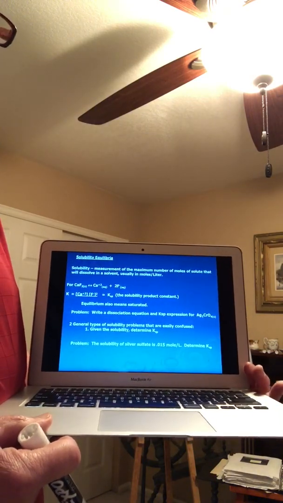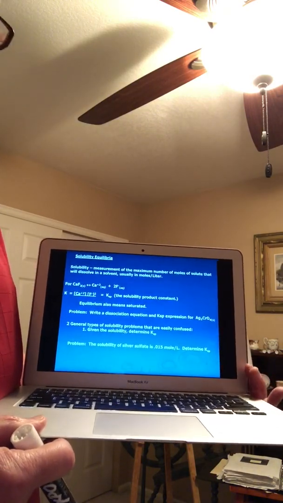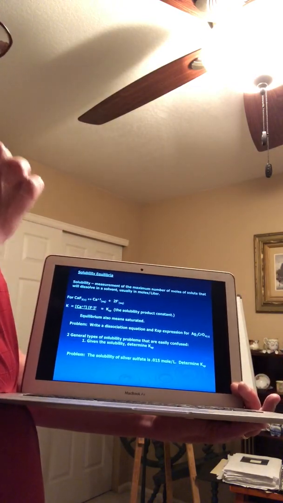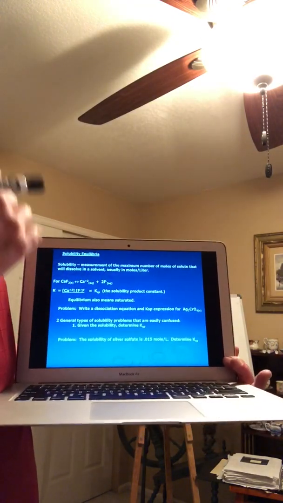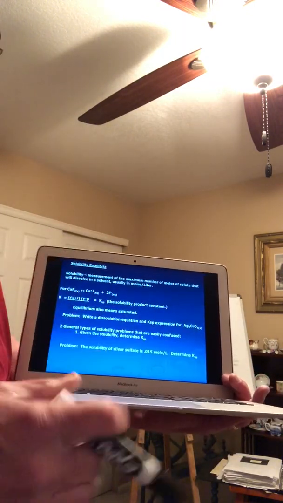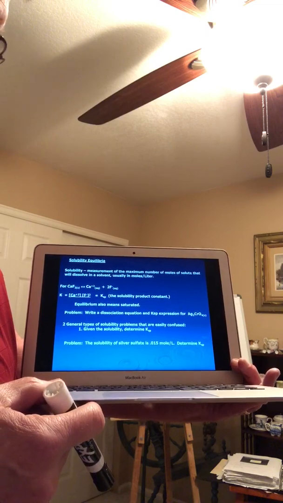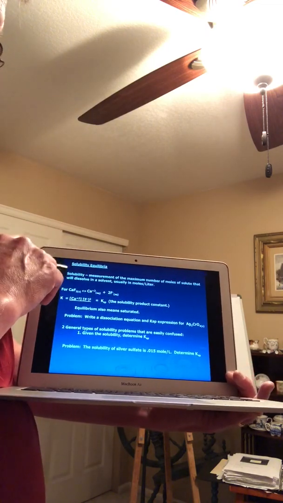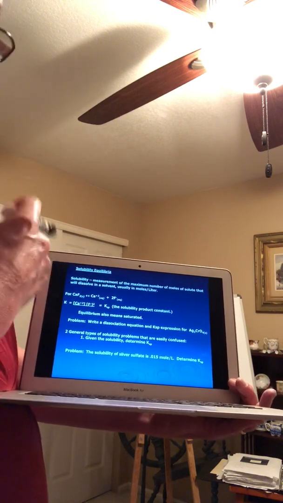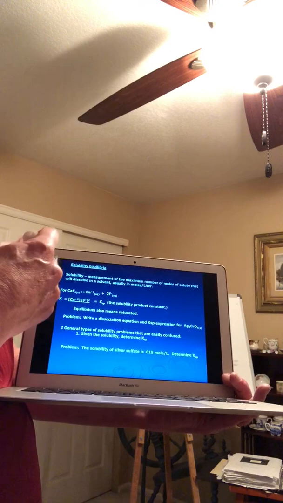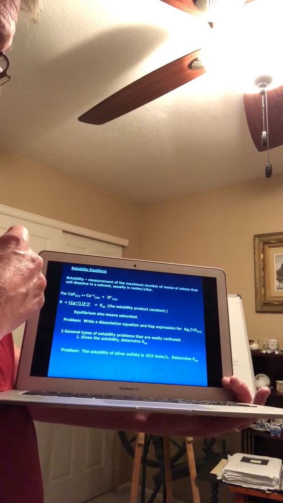And these are some pretty good problems, on solubility equilibrium. So we're talking about ionic solids and their solubility. Solubility is a measure of the maximum number of moles of solute that will dissolve in a solvent. And we're talking about an ionic compound. So what we do here is we just show the ionic compound dissociating in water, and we write out K, just like we did in chapter 13.